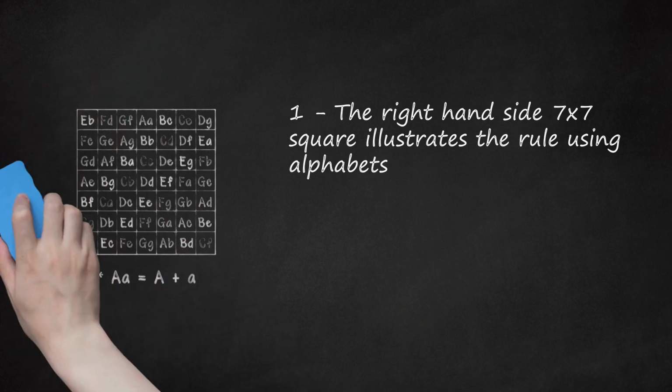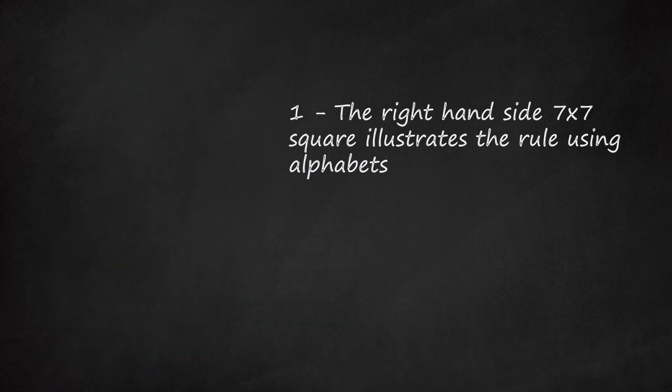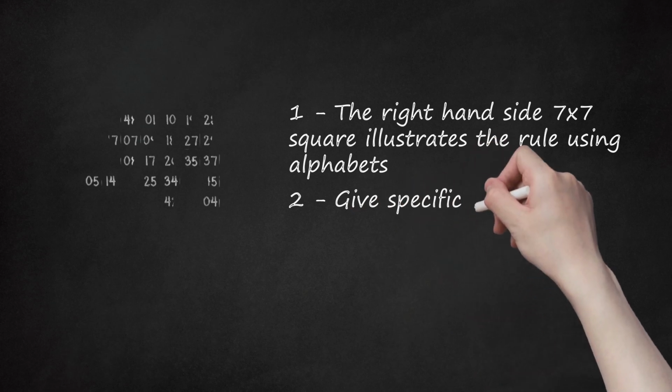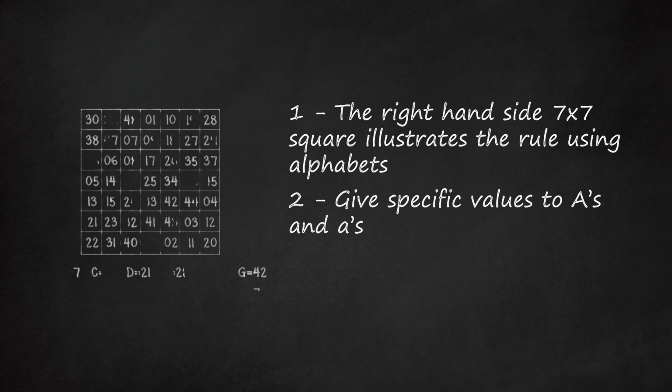Please note that here AA means A plus A, BB means B plus B, and so on. 2. Give specific values to the capital and small letters. For illustrating the method, let A equal 0, B equal 7, C equal 14, D equal 21, E equal 28, F equal 35, G equal 42, and a equal 1, b equal 2, c equal 3, d equal 4, e equal 5, f equal 6, and g equal 7, to get the square given below.